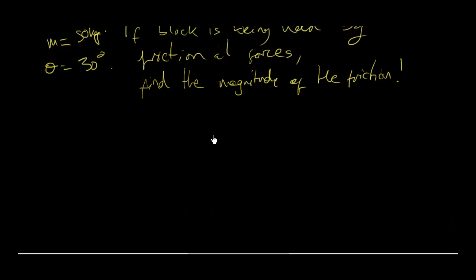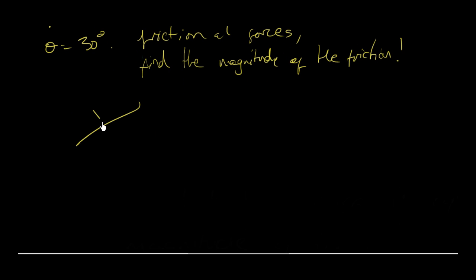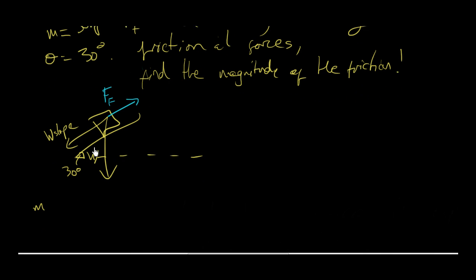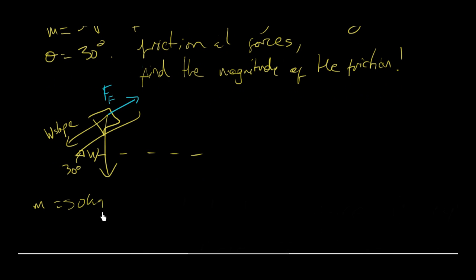So that's easy. We've got the slope, I've got my object here, and I've got my real weight there, and this is how much of the weight is going to be going down the slope, and this is the friction. I'm going to do that in a different color. The friction is going up, that's the force of friction, that's the weight down the slope, and this is W. This angle there is 30 degrees, they told us. The mass is 50 kilos.